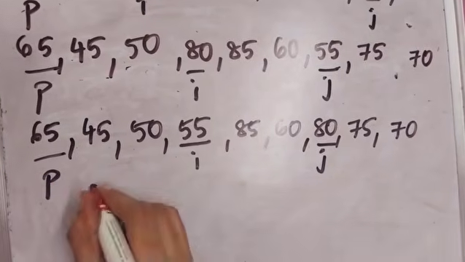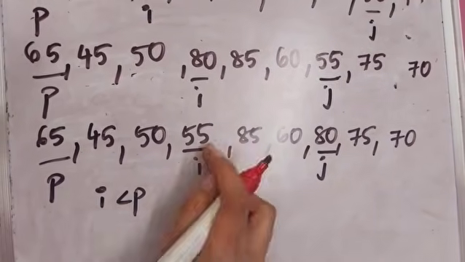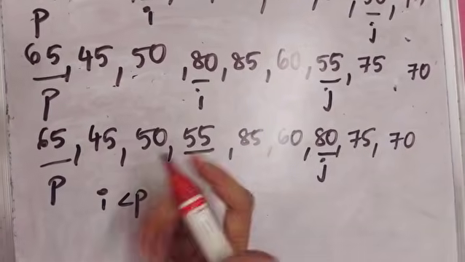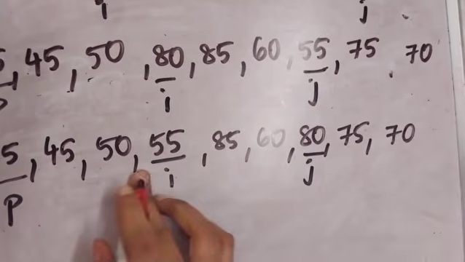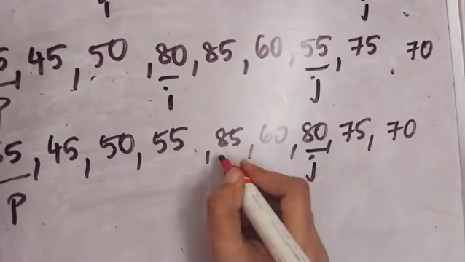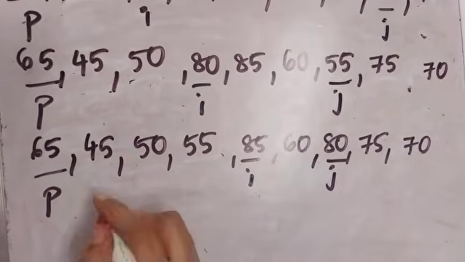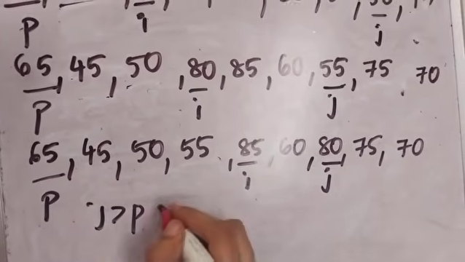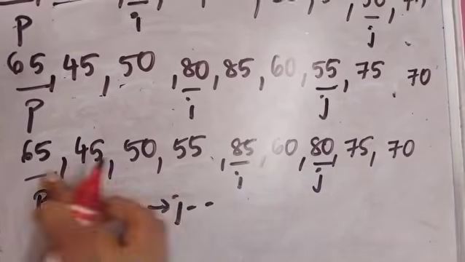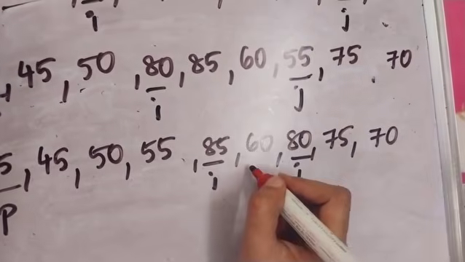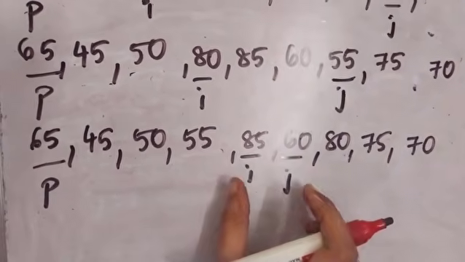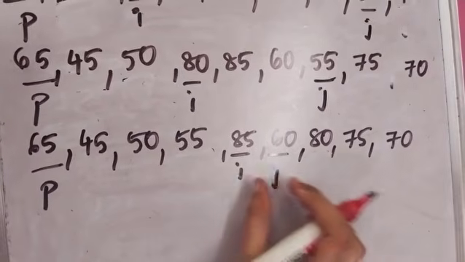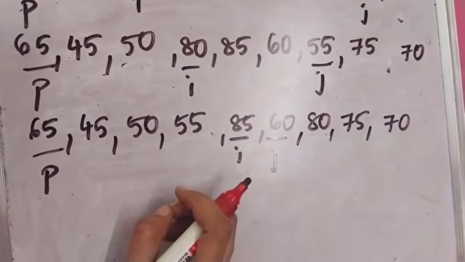Is I less than pivot element? 55 less than 65? Yes. So increment I. So let us increment I. Is J greater than P? Yes it is. So decrement. This becomes my J. Now see, I got this list now. 85, 60. Okay.